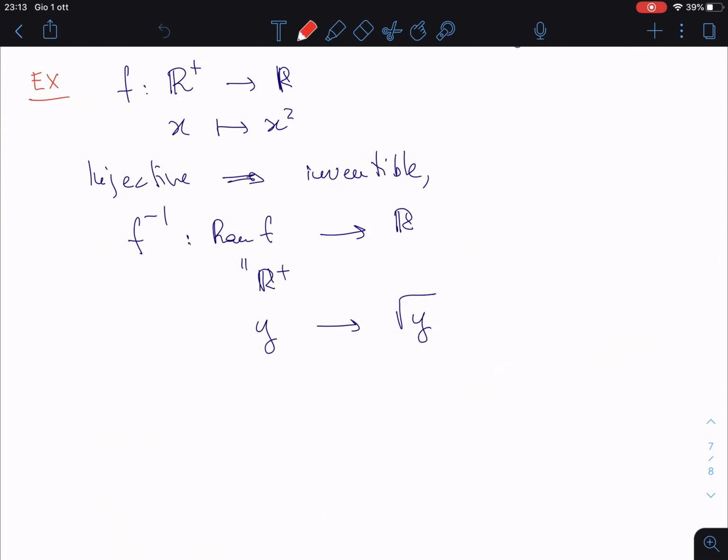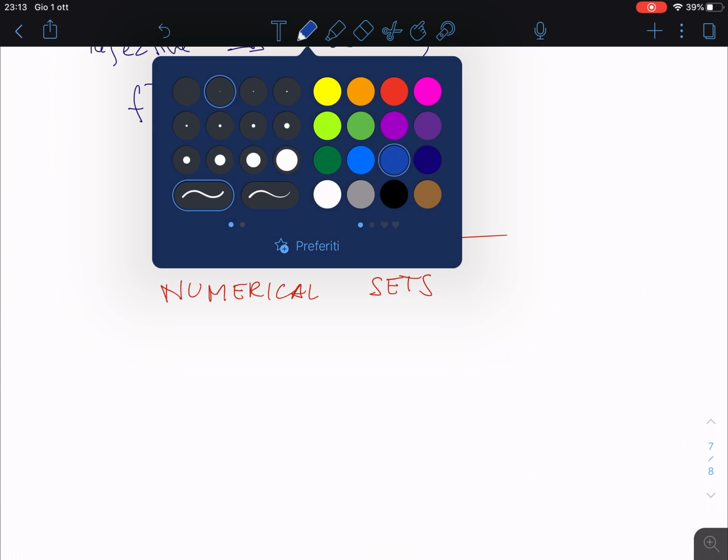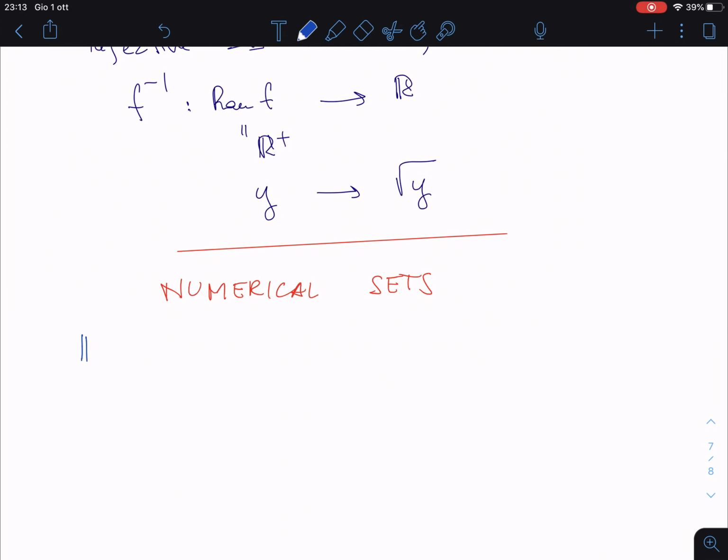So let's go to another topic of this lecture. The second important topic is numerical sets. What does it mean? It means that we talked about sets, but we want to talk about numbers, because this is a course in mathematical analysis, so it is very important to talk about numbers. And numbers form sets, so the first set we will consider is the set of the natural numbers.